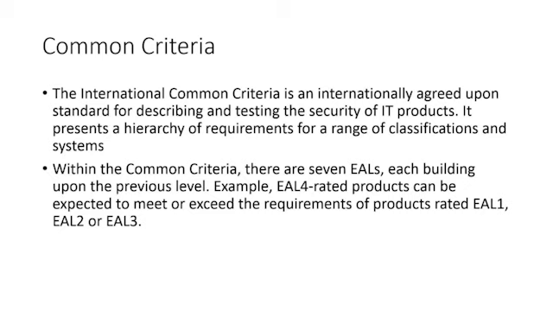Now, within the Common Criteria, there are seven different levels, EALs, each building upon the previous level. So like, EAL 4 can be expected to meet, or at least meet but could exceed, the requirements of products for, say, EAL 1, 2, and 3. So if you're here, you kind of encompass everything below you.